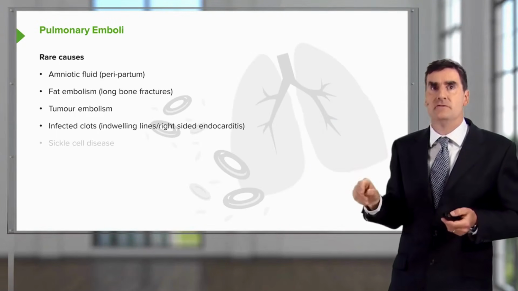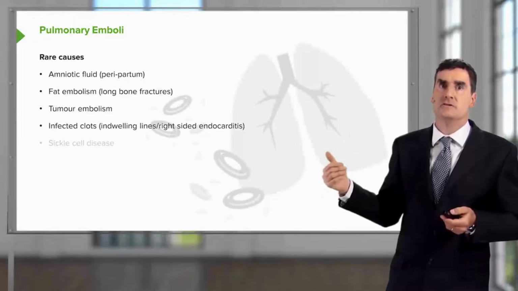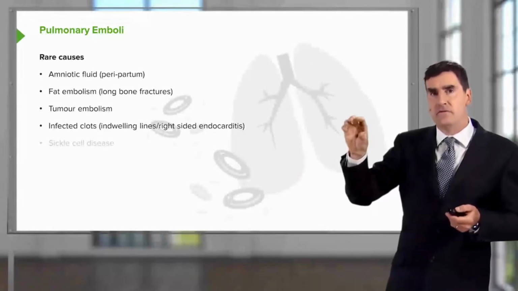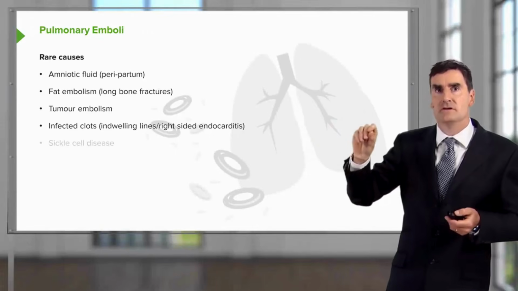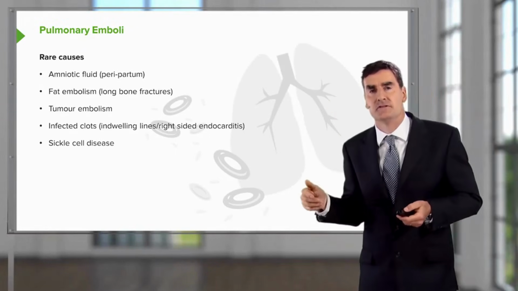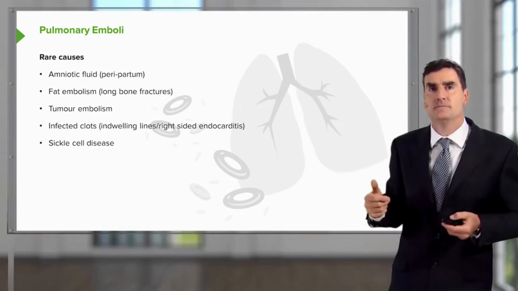And the same thing can happen with infected clots, which most often occurs in patients who've had intravenous drug abuse, where they have right-sided endocarditis and small bits of infected material can fall off the infected valve and go into the lung to cause clots and abscesses there. And then sickle cell disease is often associated with pulmonary emboli or disease that's similar to pulmonary emboli.